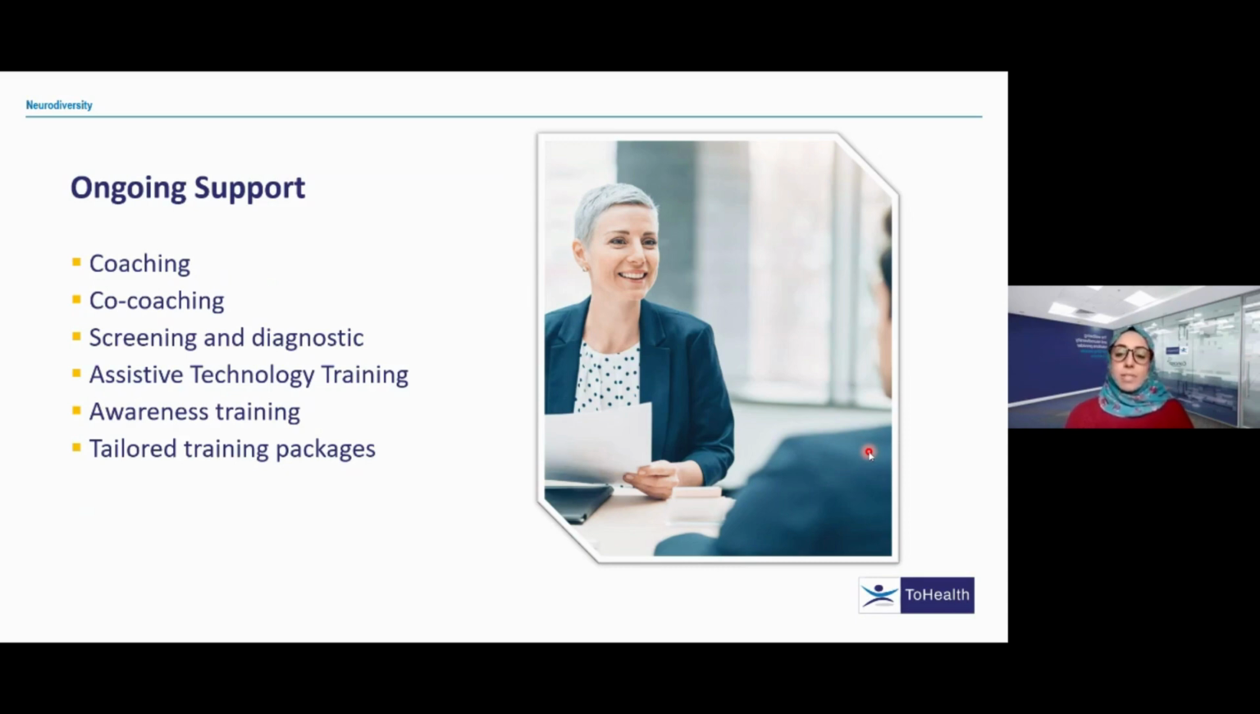And at the end of the day, if staff are happier with an employer that they know they can get support from, that in turn keeps up the retention rate of staff, and it also keeps other issues such as mental health and workplace stress a lot lower. So we can tailor training packages as well, for either organisations or for individuals.